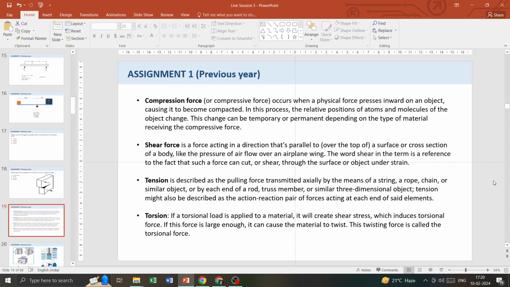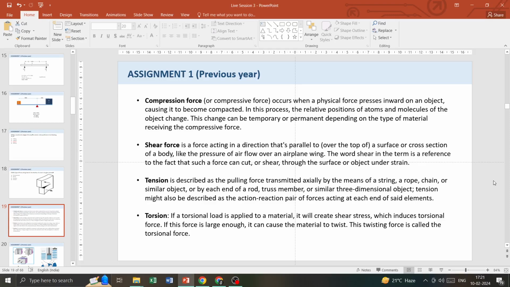Then tension. Tension is described as the pulling force transmitted axially by means of a string, rope, chain, or similar object, or by each end of a rod, truss member, or similar 3D object. Tension might also be described as the action-reaction pair of forces acting at each end of said elements.